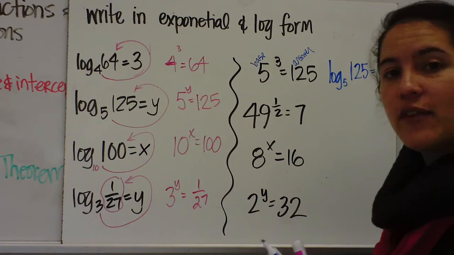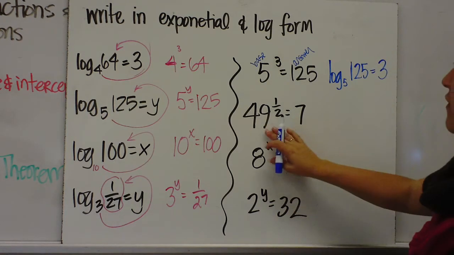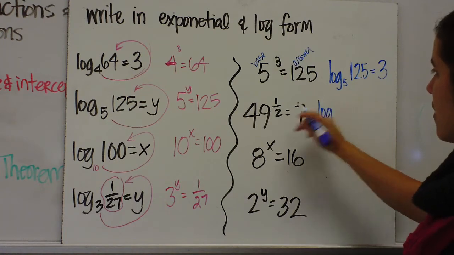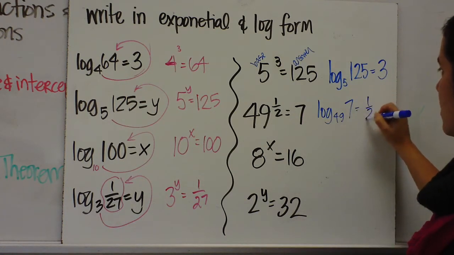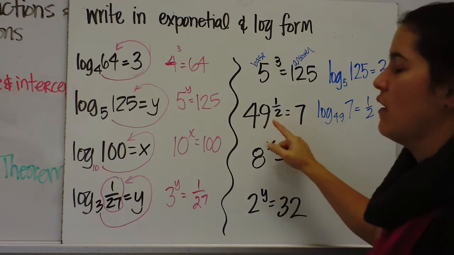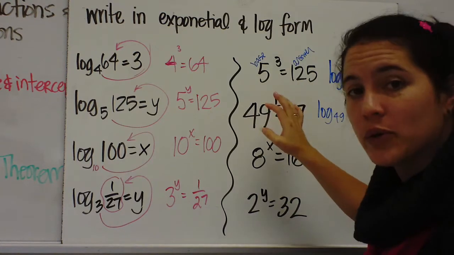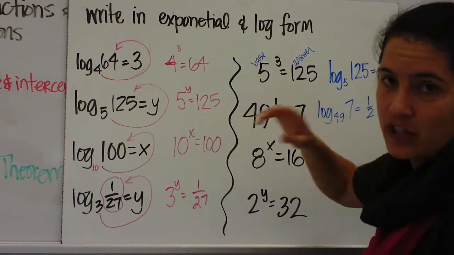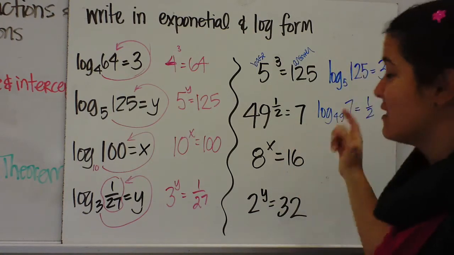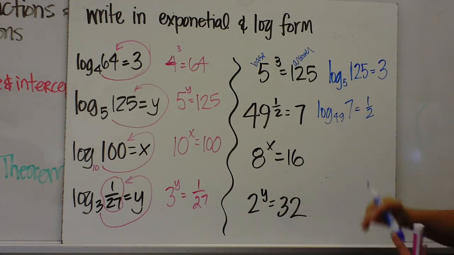And if I want to check, if I want to work my way backwards, I just do the loop-de-loop. 5 to the third power is 125. Over here, log base 49 of 7 equals 1/2. And we know that a half exponent is the same thing as a square root, so this should make sense. 49 to the half power, which is the same thing as the square root of 49, is 7. So log base 49 of 7 is 1/2.